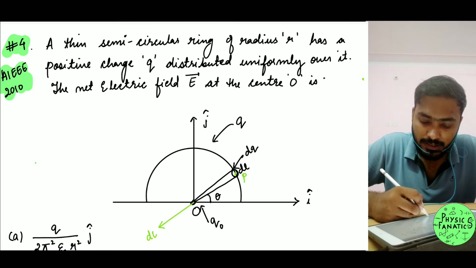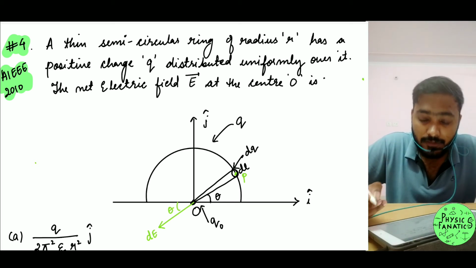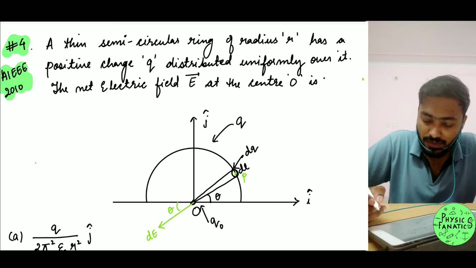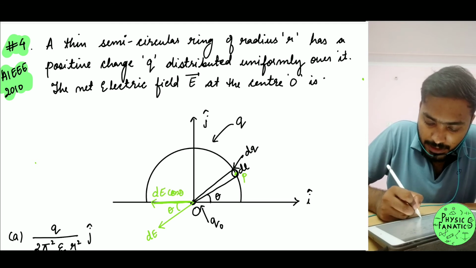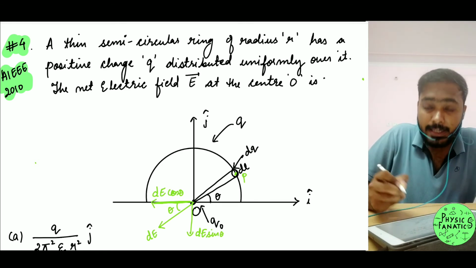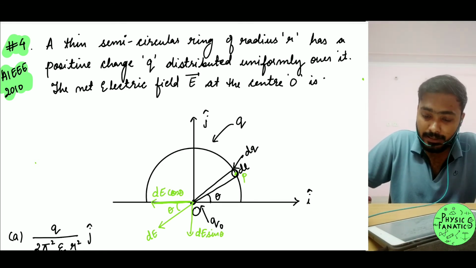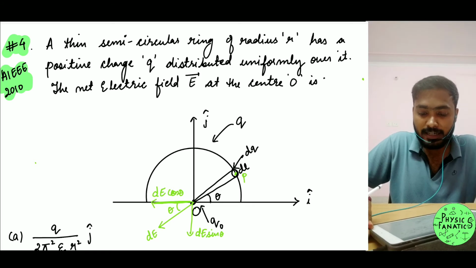Let me call the electric field dE, a small electric field. Again, this will also have the same theta value, yes or no? If that is true, your dE will have 2 components. This is dE cos theta, and this will be dE sin theta. Is that a yes or no? Right? Great. I hope you guys can understand.